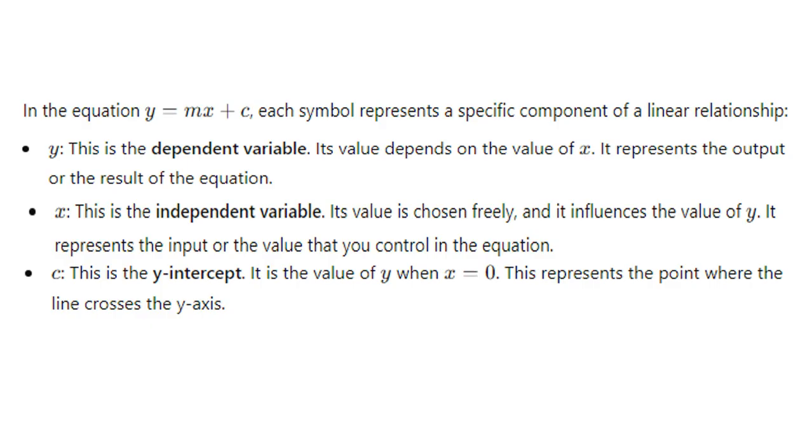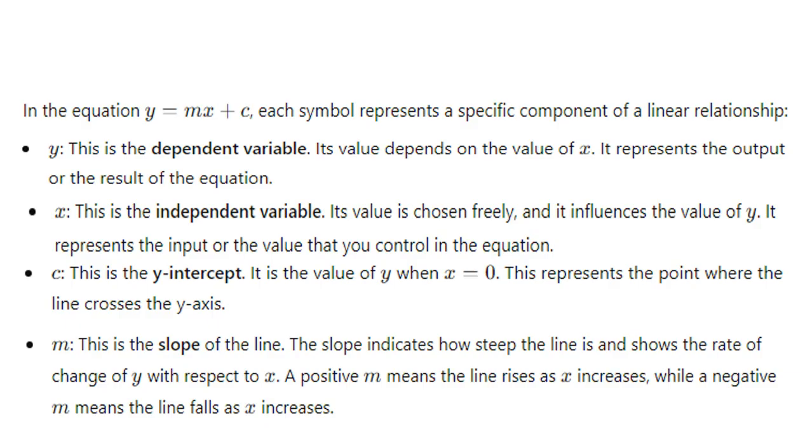c is the intercept on the vertical axis. This is the y-intercept. So that value you are seeing, c, represents the intercept. It is the value of y when x is equal to 0. This represents the point where the line crosses the y-axis. So if you're considering a graph and the line of best fit happens to touch the y-axis, c represents that point where the line of best fit touches the vertical axis, the y-axis.